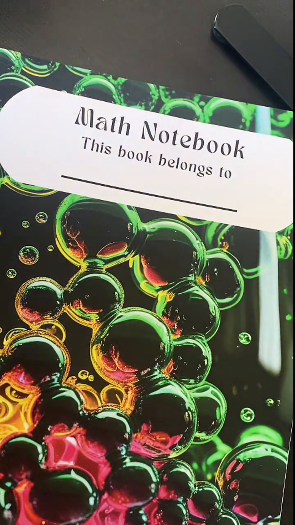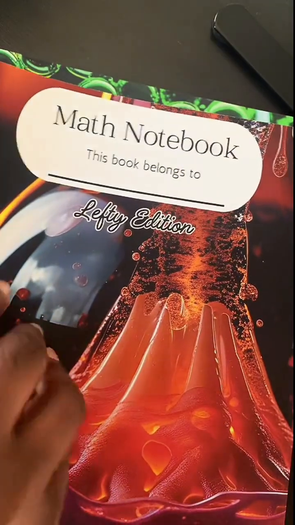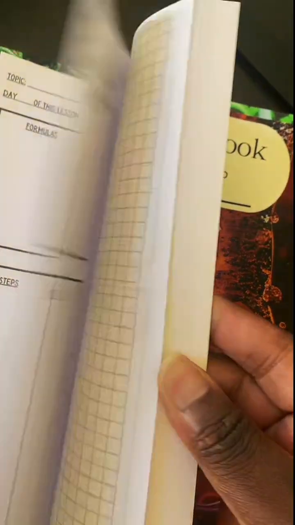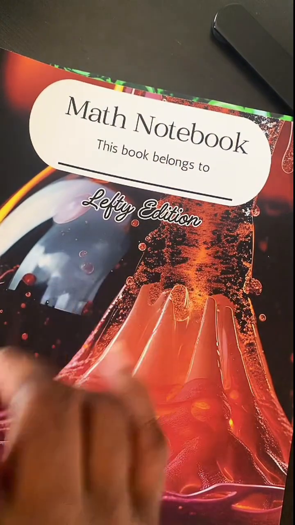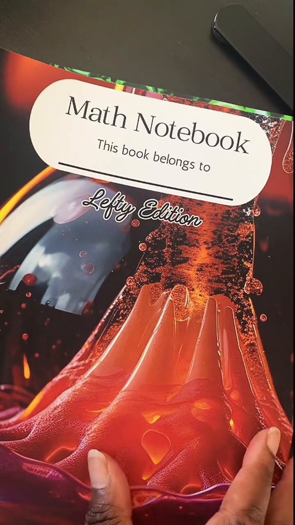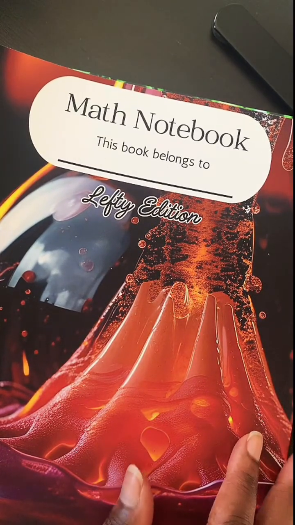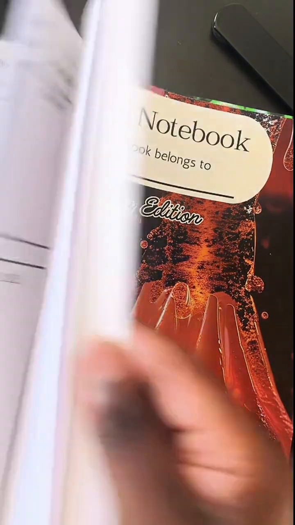And for my lefties, I started a left-handed series. Look at this, look how it opens, so you can join the party just like everyone else. This one is for Algebra 1, and then I have another one that is for Algebra 2 and pre-calculus. But it's left-handed.